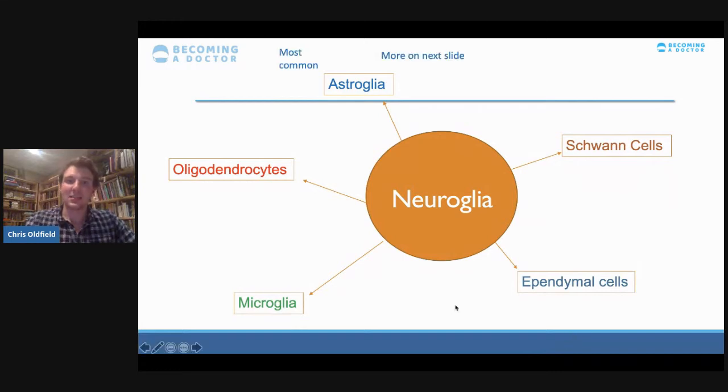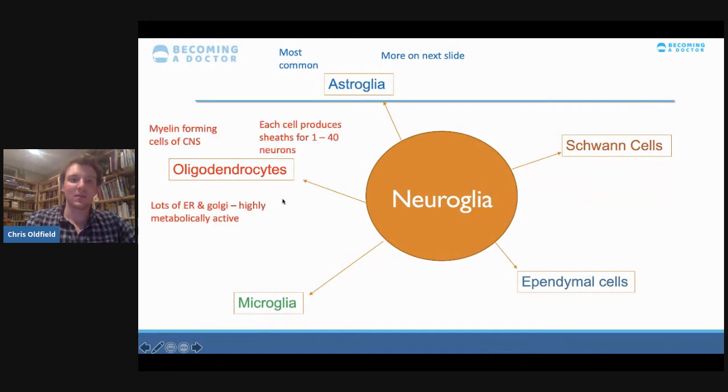Astroglia is the most common cell in your central nervous system. I've got a whole slide on the next slide of all the things that it does, because it has so many different functions. So we'll look at that in a bit. Oligodendrocytes is also a cell of the central nervous system, and the oligodendrocytes are the myelin-forming cells of the central nervous system. Now we'll look at myelin in just a little bit, but myelin wraps around the neurons and it allows for faster conduction of electrical impulses along the neurons.